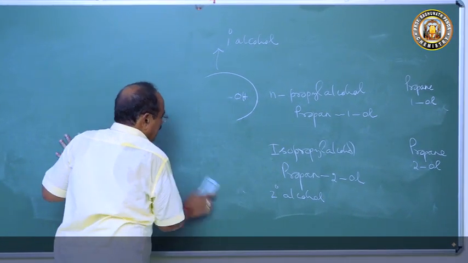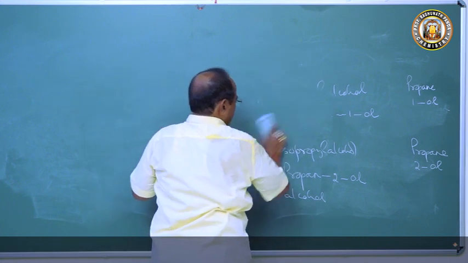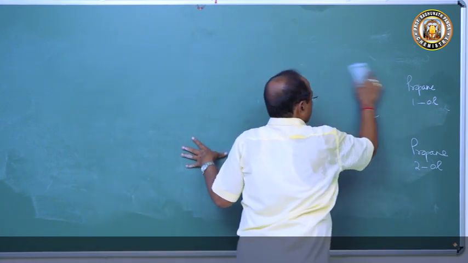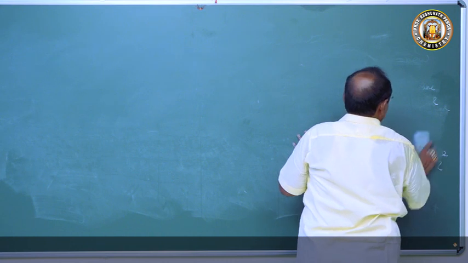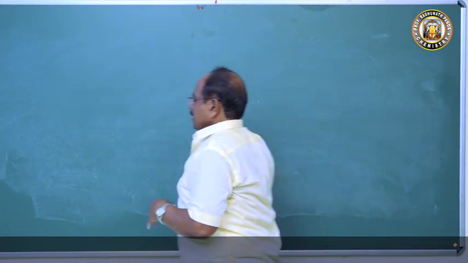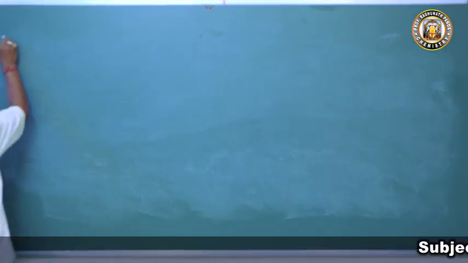Now we have discussed chain isomerism and position isomerism. So now let's come to the third type of isomerism, that is functional isomerism.